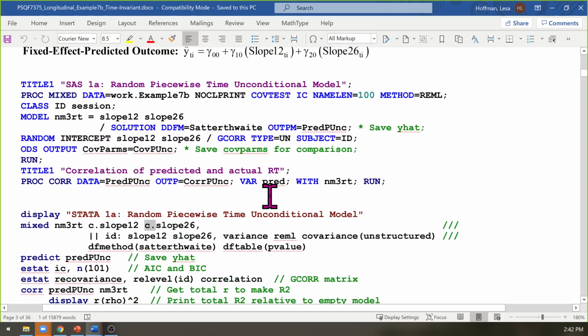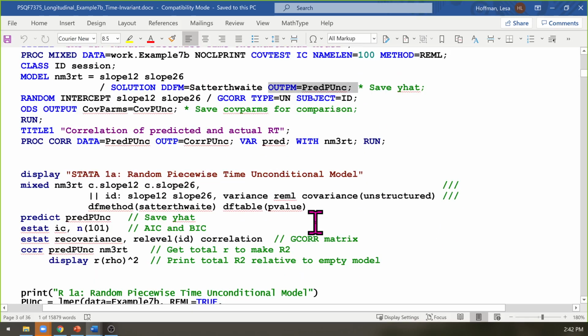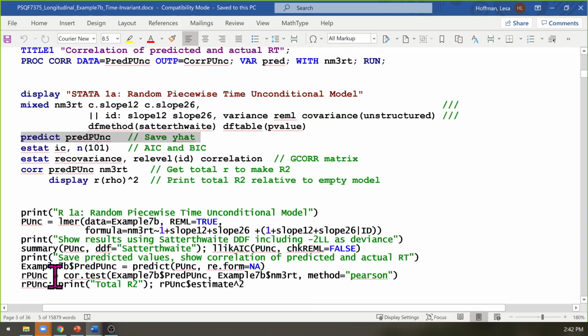There are some new parts to all of these codes here. So this thing right here in SAS, the OUT PM statement. In Stata, it is this line right here that is predict. And in R, let me find it, it is also predict. So those new things are going to generate a new column, either in your data or in a separate data set, that holds the y hat values from your model, and it's y hat predicted outcome using only the fixed effects.